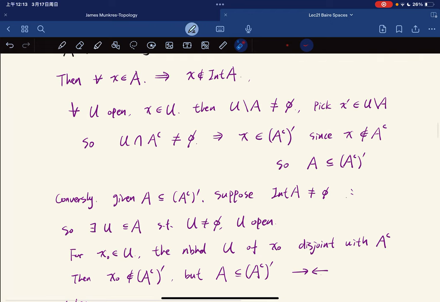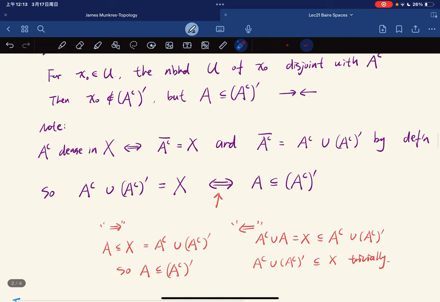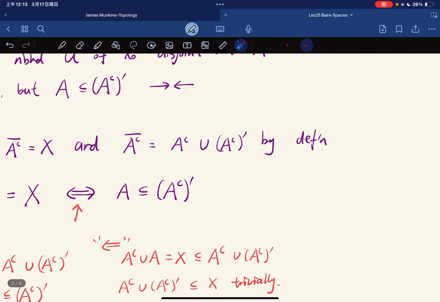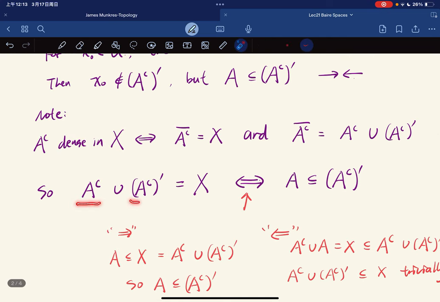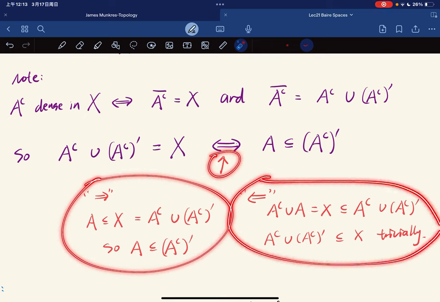Okay, so here's an equivalent characterization of empty interior. Note that the complement of A is dense in X if and only if the closure of A^c is equal to X. The closure of A^c, by proposition, though some books define it as a definition, is equal to A^c union with (A^c)'. So A^c union (A^c)' is equal to X. This is if and only if we have this. So here I have given my reasoning.